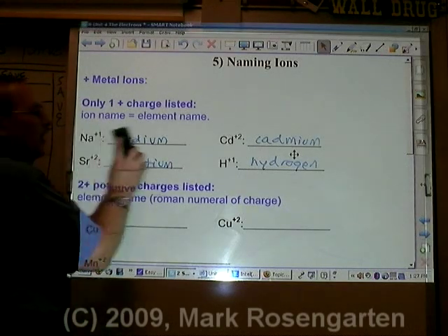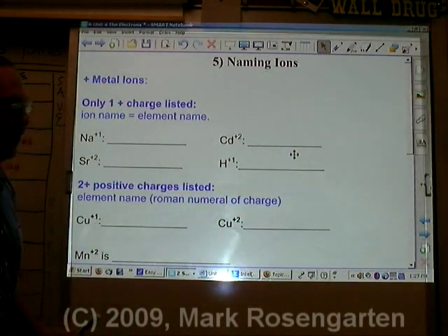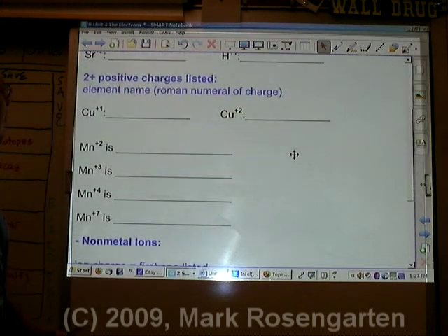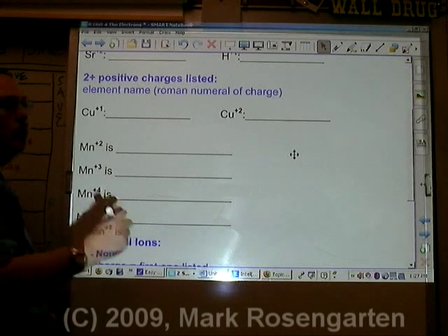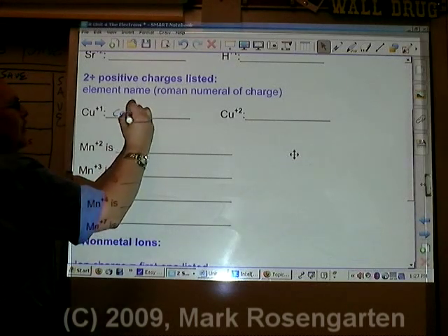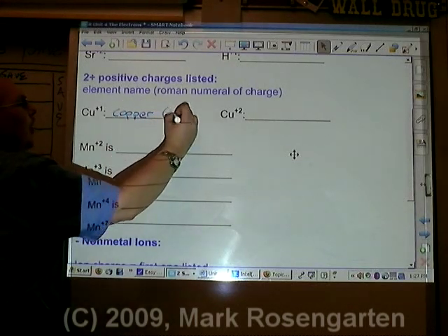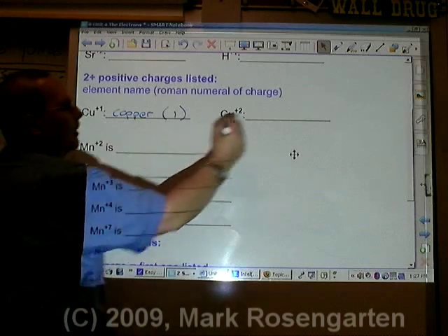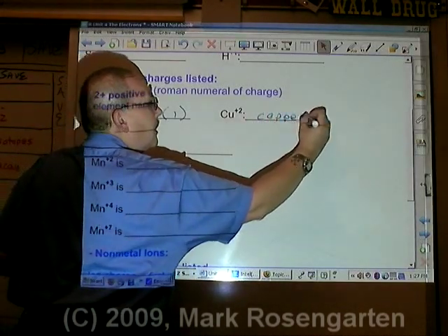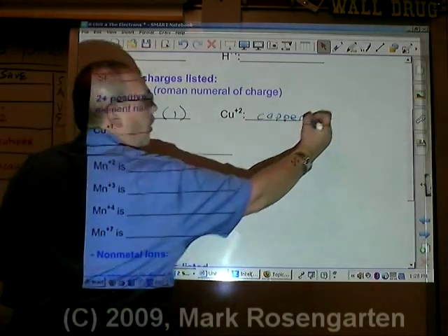If, on the other hand, there are multiple charges listed for that element, for example, on the periodic table, copper can either be +1 or +2. How do we know which one we have? We put a Roman numeral after the name to indicate what the ion charge is. If it's +1, it's copper 1. Copper with a +2 charge is called copper 2.